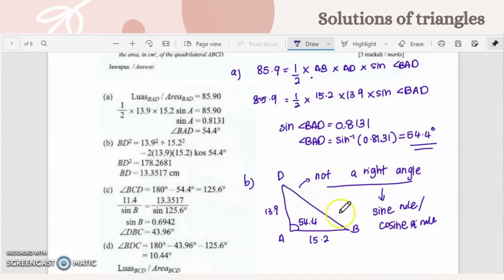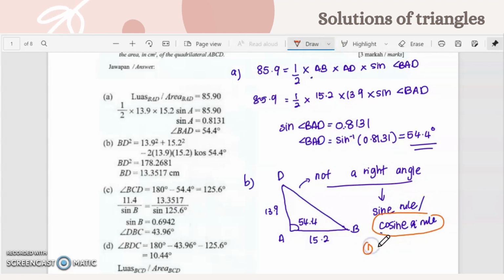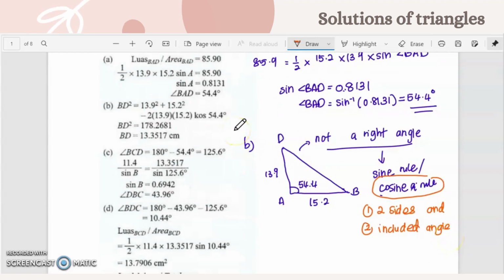We can use the cosine rule if certain conditions are met. For the cosine rule, there must be two sides and the included angle. That is the condition for using the cosine rule: there must be two sides and the included angle of those two sides. The included angle means the angle that lies between the two given sides. Or, you can also use the cosine rule when three sides are given.